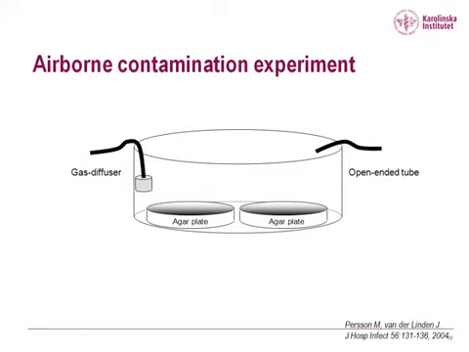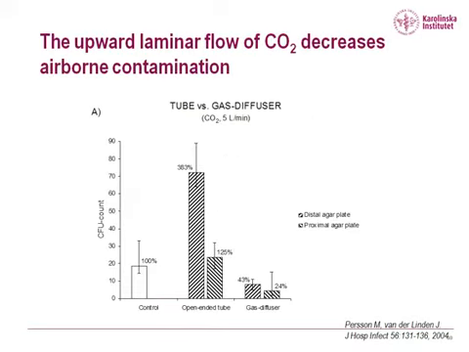And in another experiment, we had a cavity the size of a cardiothoracic cavity, 2 agar plates. We had either a gas diffuser delivering a laminar flow or an open-ended tube delivering a jet and causing turbulence. And we could show that the upward laminar flow of CO2 decreases airborne contamination. Here's the colony forming unit count.